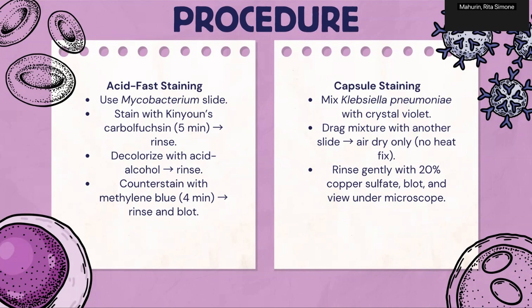And then for the capsule staining, we mixed the K. pneumoniae with the crystal violet. We dragged the mixture with another slide, air dried it only, and we didn't use heat fixation this time. And then we rinsed it gently with 20% copper sulfate, blotted, and then we viewed it under the microscope.